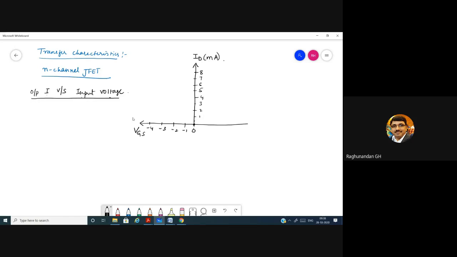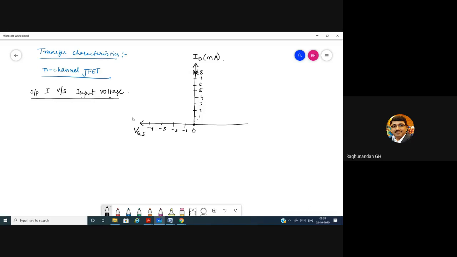When VGS is 0, what will be the current? Assume that VDS is maximum and VGS is 0. What will be the level of current? If I take the level from 1 milliampere to 8 milliampere, what might be the level of current? Maximum current will flow, maximum, 8.